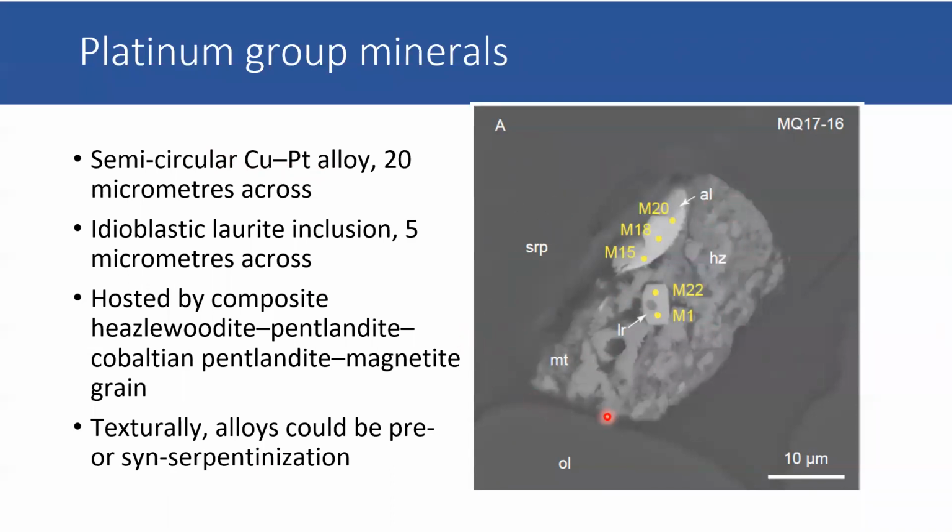The ones I'm going to talk about are hosted in a kind of manky, altered looking composite grain, which is sort of heazlewoodite with pentlandite, cobaltian pentlandite, and magnetite. And they host a laurite inclusion, which is quite nice and idioblastic, and this sort of semi-circular copper-platinum alloy. These dots are where we took the atom probe needles. And texturally, they're ambiguous. They're certainly before late serpentinization, but they could be either pre-serpentinization or early serpentinization. But fortunately, we have other evidence.